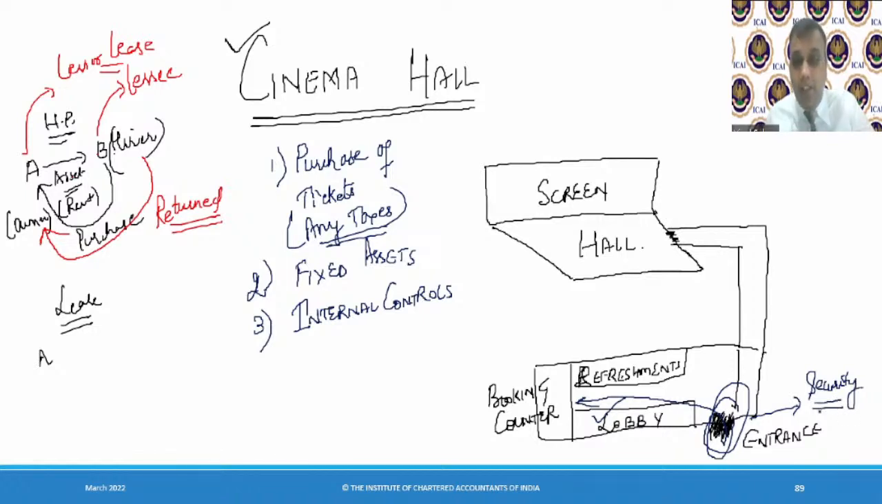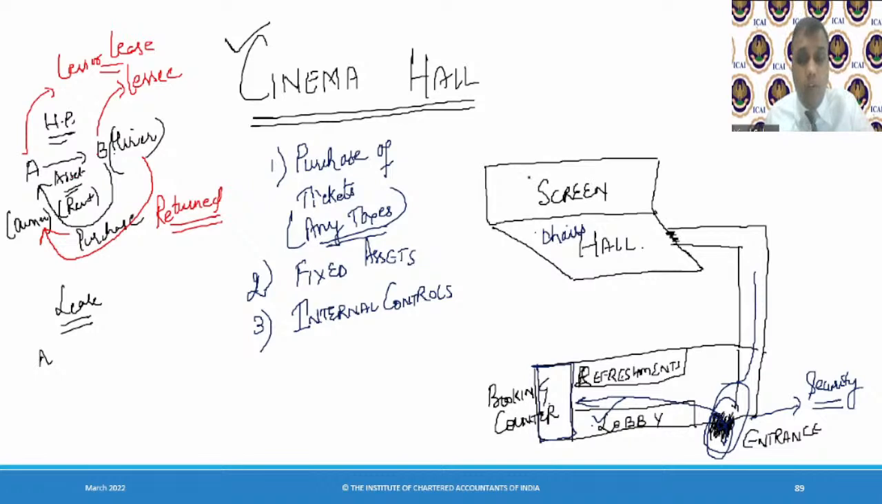If you have a ticket, the booking counter might be outside that cinema hall, adjacent to it. You have to purchase this ticket and show it over here, and then only you can enter the main area. So internal controls, purchase of tickets, fixed assets, the furniture and everything. Then you go for your movie. These are also fixed assets, the chairs, the screens.